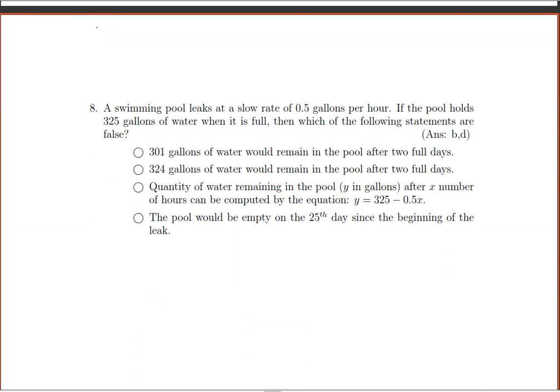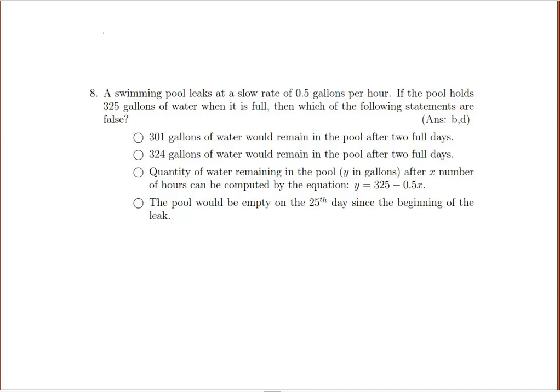Okay. So question 8. A swimming pool leaks at a slow rate of 0.5 gallons per hour. If the pool holds 325 gallons of water when it is full, then which of the following statements are false? So we take one statement at a time. 301 gallons of water would remain in the pool after 2 full days. So let's first make an equation for the given condition. Suppose y is the amount of water remaining in the pool, in gallons, after any time.